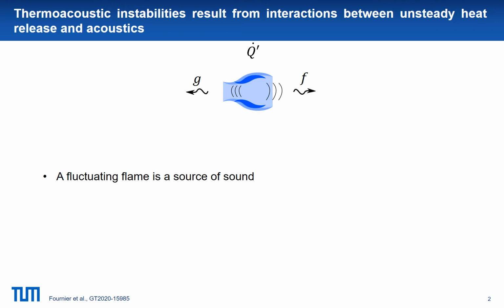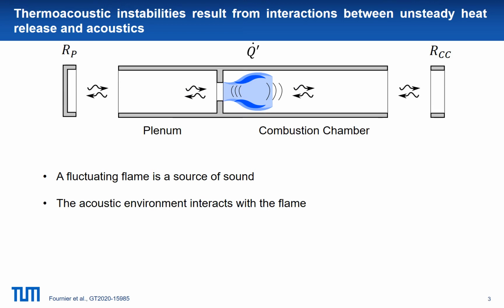Thermoacoustic instabilities, as we know them, result from interactions between the unsteady heat release of a flame and the acoustics. We consider a fluctuating flame. It will act as a source of sound. We call F a wave traveling in the downstream direction and G an acoustic wave traveling in the upstream direction. The flame will usually be placed in a confined environment to extract either mechanical work or thermal energy. Therefore, the flame will interact with its acoustic environment.